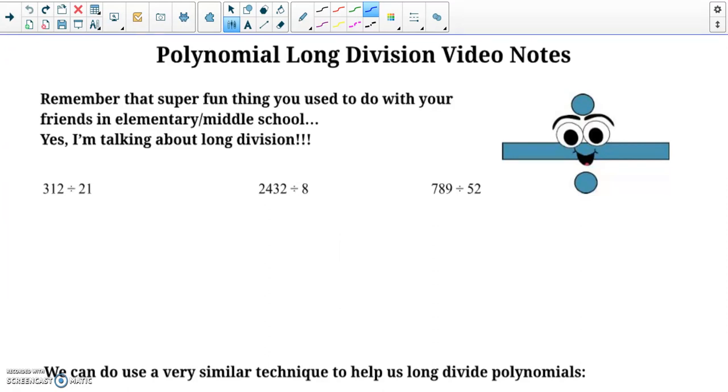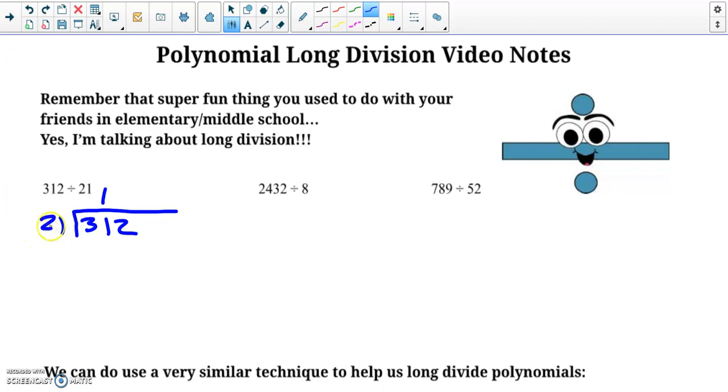Okay? So I wanted to just start out by recapping how you actually do long division, because the process we're going to use today is very similar. Okay, so if we wanted to do 312 divided by 21, we'd write it 21, 312 there. We'd say how many times does 21 go into 3? 0. How many times does 21 go into 31? It goes in 1 time.